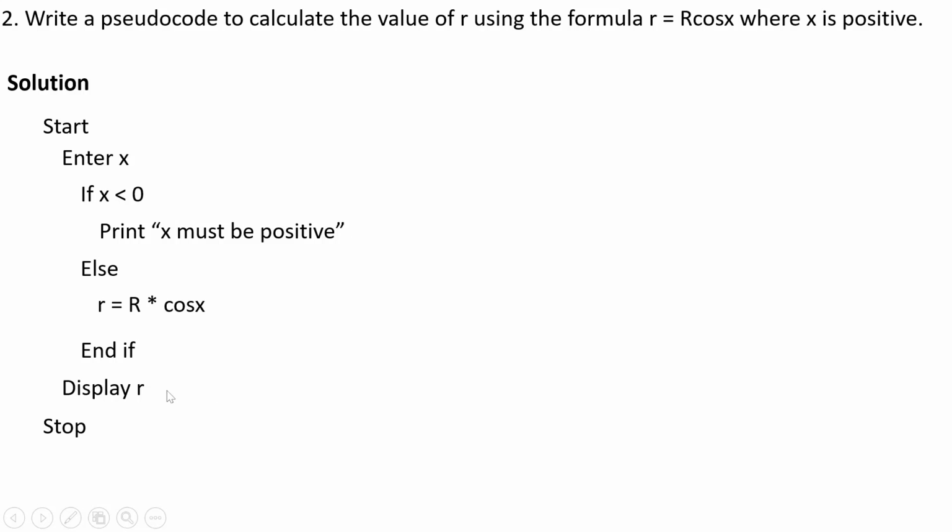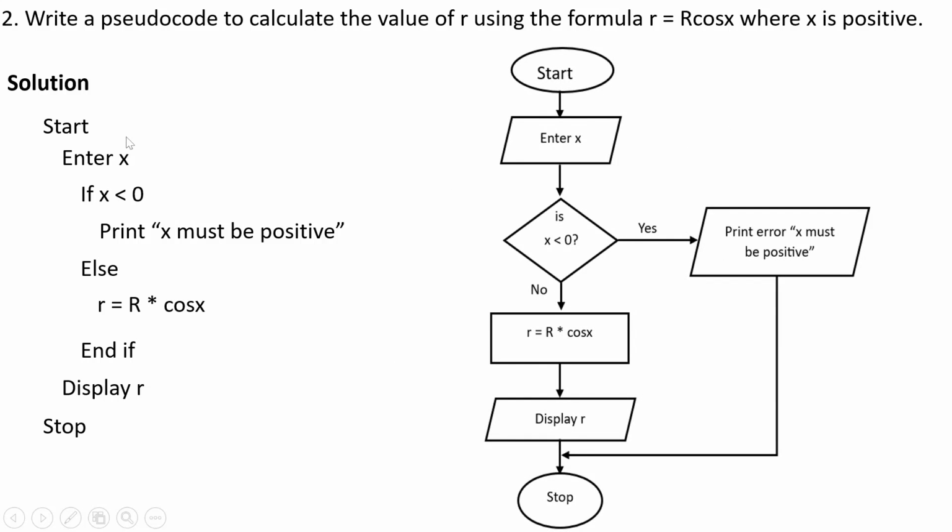So this one is a pseudocode for this question here. This pseudocode can also correspond to this flowchart here. So if you were to change this into a flowchart, then it would look like this. Start here, enter x. Then if x is less than 0, on a flowchart you say, is x less than 0, and you put a question mark. Now, if it is yes, then you should say print error.